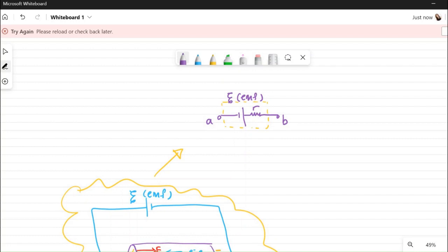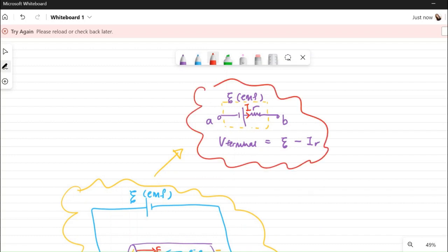The actual voltage across the battery we call the terminal voltage, where the terminal voltage is equal to EMF minus Ir, where I is the current flowing in the circuit. That is the terminal voltage expression if you take into account the internal resistance in the battery. Ideally, the internal resistance is equal to 0. Therefore, the terminal voltage is equal to the EMF of the battery.